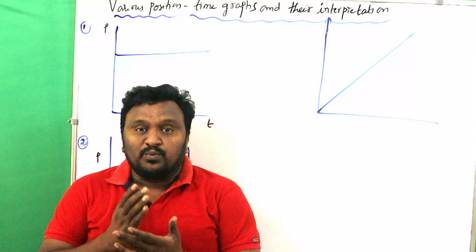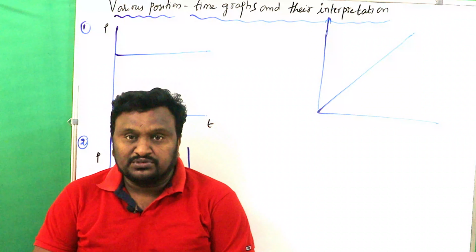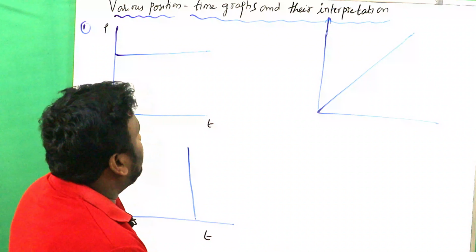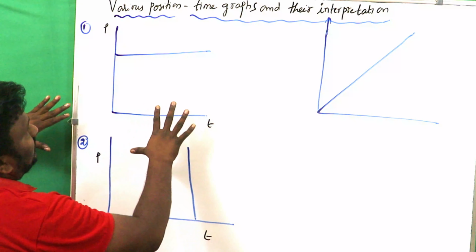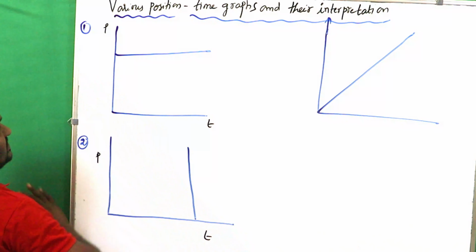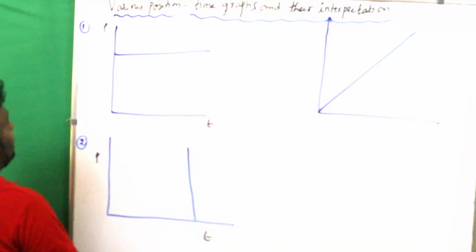Let's see some various position-time graphs and their interpretation. We have some graphs here. Look here. If we plot the graph between position and time for different situations, the first situation is this: the line is parallel to the time axis, it is parallel to the x-axis.